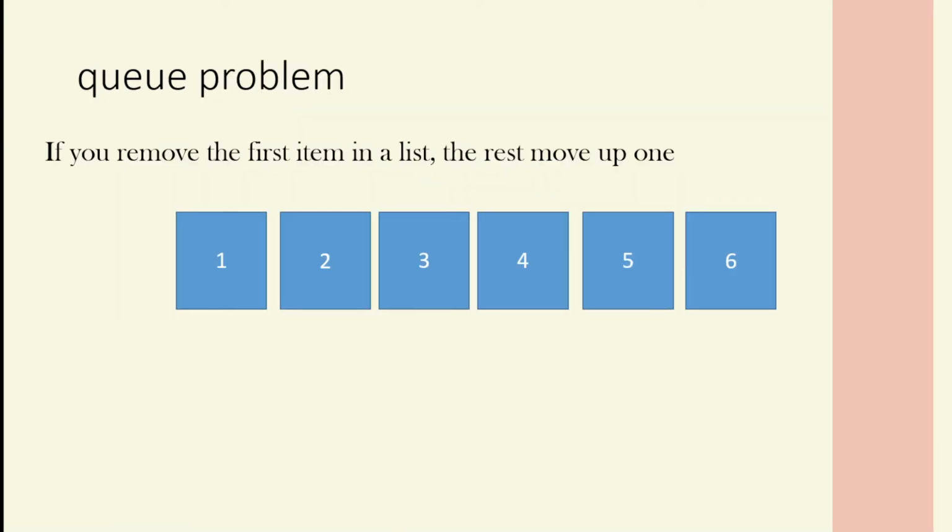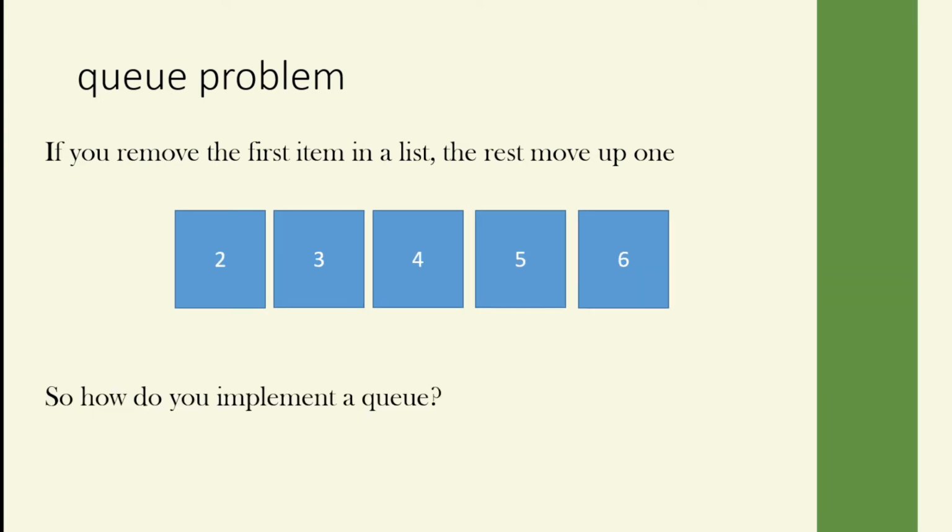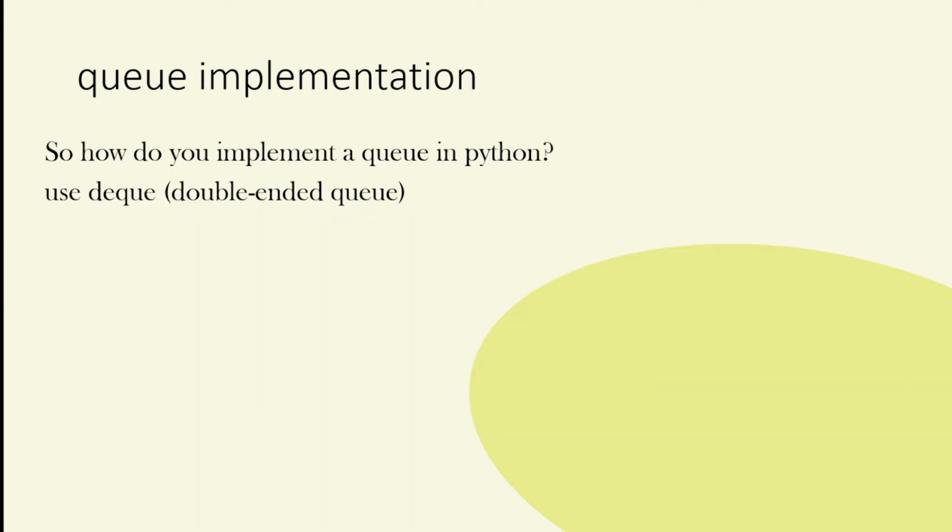Now, this is a slight problem with a list because if we've got, say, 6 elements in the list and we want to remove the first item, then all of a sudden the other elements have to move up. That's not very efficient. So how do you implement a queue?